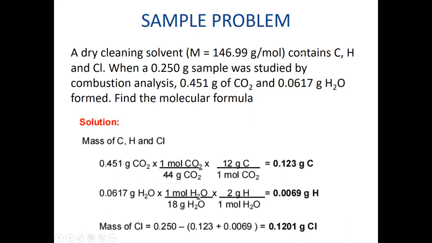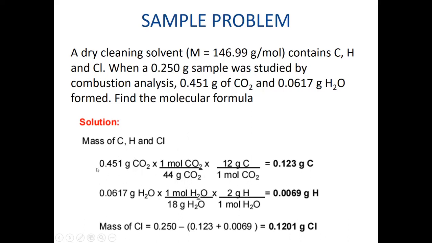This is the sample problem. A dry cleaning solvent with a molar mass of 146.99 gram per mole contains carbon, hydrogen and chlorine. When a 0.25 gram sample was studied by combustion analysis, 0.451 gram of CO2 and 0.0617 gram of H2O were formed. Find the molecular formula. So for the solution, you need to find the mass of carbon, hydrogen and chlorine.